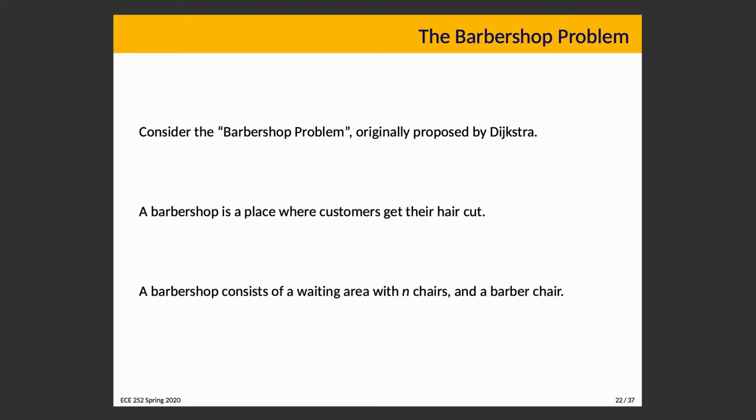The barbershop problem is another one of those things that was originally proposed by Dijkstra, and I'll assume that you are broadly familiar with the concept of a barbershop, but just to make it clear so there's no possibility of confusion, a barbershop is a place where customers get their hair cut, assuming barbershops are open. A barbershop consists of a waiting area, and a waiting area has N chairs, and there's also a chair for the barber. The barber doesn't actually sit in the barber chair, but it is the chair you sit in when the barber is cutting your hair.